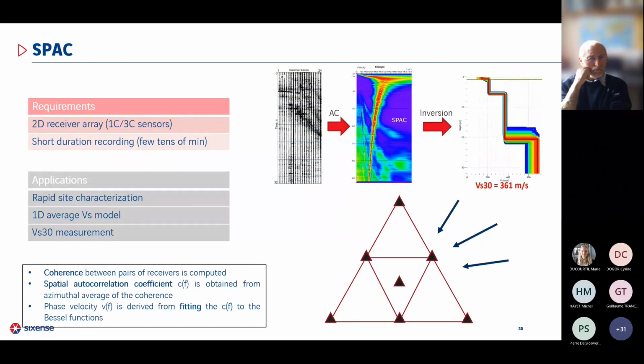Now, another method is the SPAC, or spatial autocorrelation. The SPAC requires a 2D array of one-component or three-component sensors. 2D means sensors placed in a circular or triangular array in order to cover all azimuthal angles. And it requires recordings of a few minutes of ambient noise as well. The procedure is similar to the REMI or MASW, but the dispersion curve is computed differently. It is obtained from the spatial correlation coefficient. This method is also applied for rapid site characterization from shear velocity.